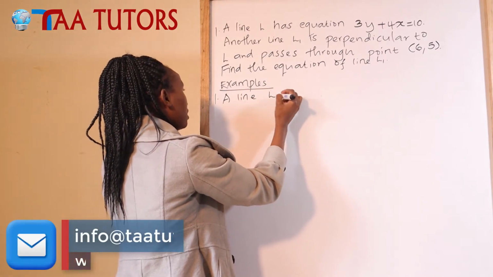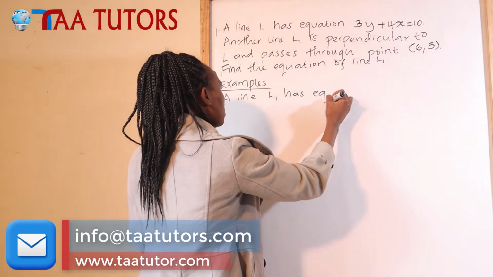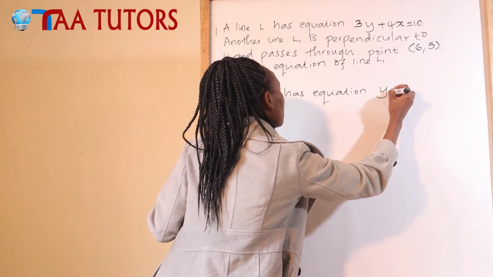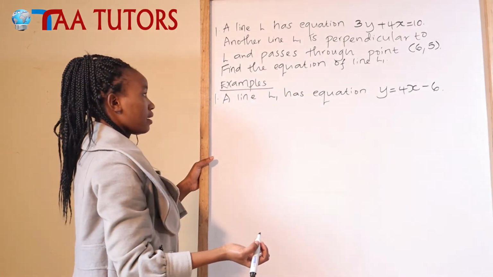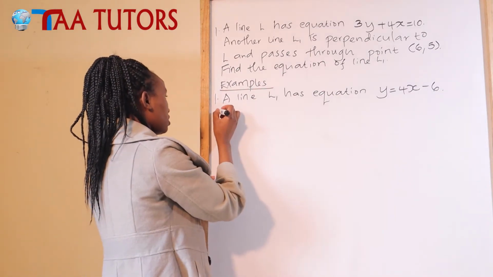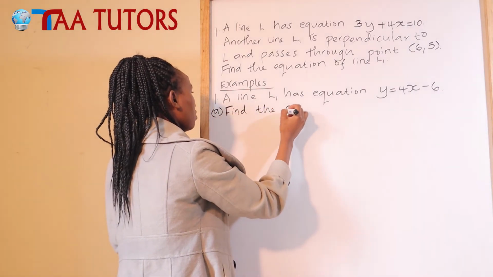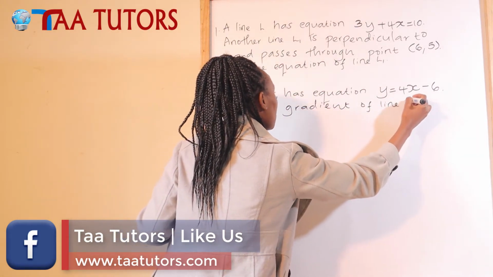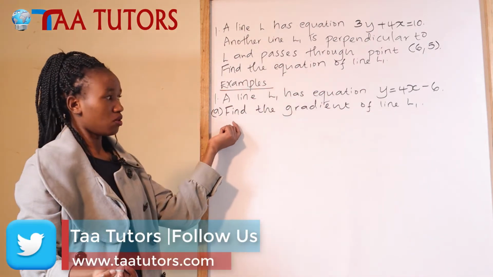A line L1 has equation y equals 4x minus 6. (a) Find the gradient of line L1. This is the first question they want you to do.